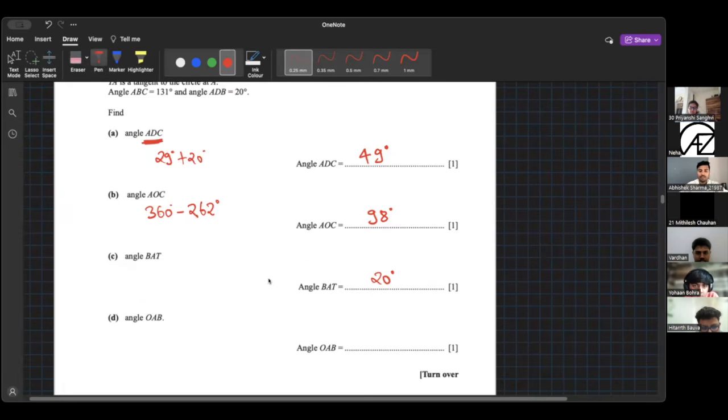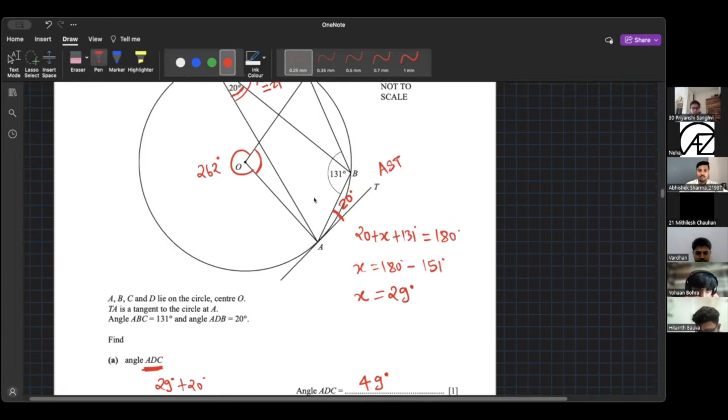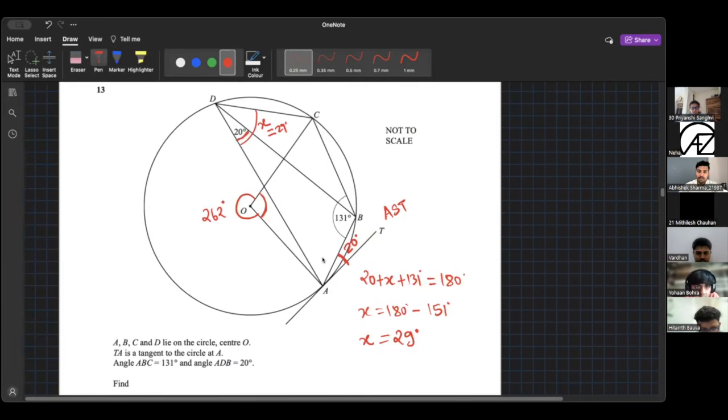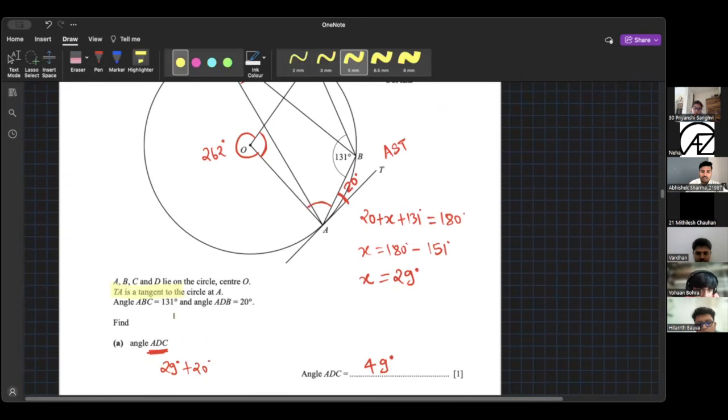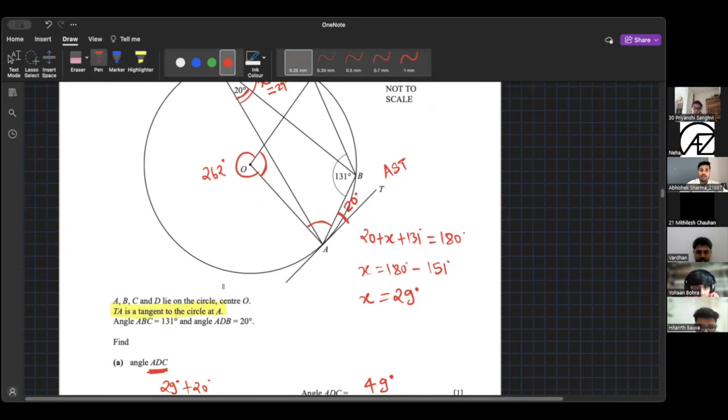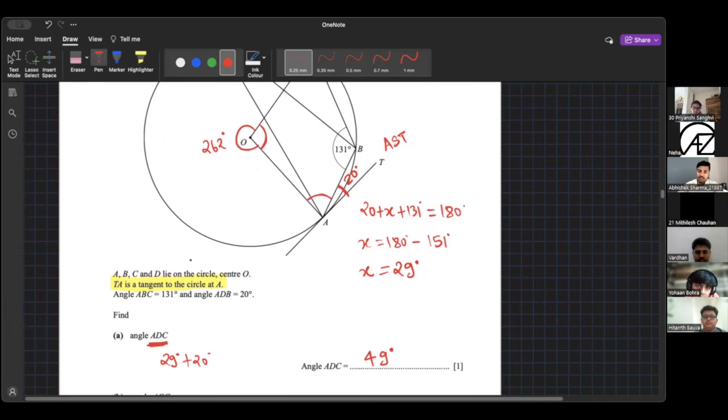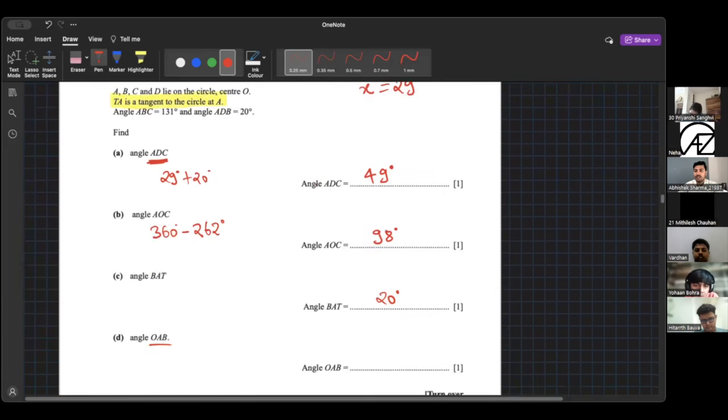That's it. Next is angle OAB. O, A and B. This angle they are telling us to find. In the question, it was clearly mentioned that TA is tangent to the circle at A. And as per the property, a tangent to the circle is always perpendicular to the radius. That means this whole angle is 90 degrees. So 90 minus 20, this is going to be 70 degrees. Clear?